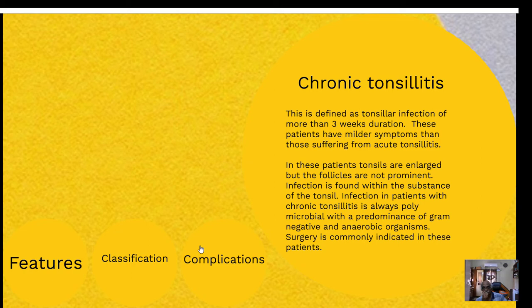The infection in the patient with chronic tonsillitis is actually polymicrobial in nature with gram-negative organisms predominating. Anaerobic organisms and gram-negative organisms are predominantly seen in children with chronic tonsillitis. Surgery is commonly indicated in these patients because it is difficult to eradicate gram-negative and anaerobic organisms from the tonsil by giving antibiotics alone.